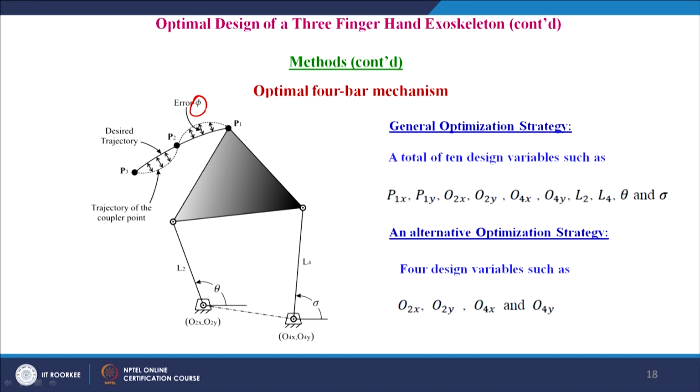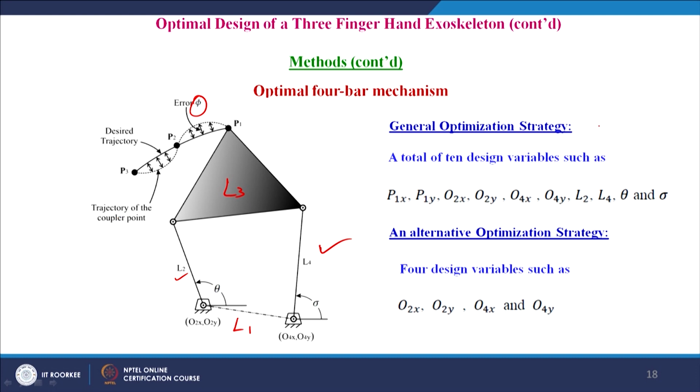And you can see that the 4-bar mechanism is the one which has the ground link, say L1, and the input link, which is the actuating link, that is the crank link L2, then this is the coupler which is L3, and then we have the rocker which rocks based on the input, that is L4, the output link you can say. The input angle is theta and the output angle is sigma here, and the thick line is the desired trajectory and the dotted line is the trajectory of the coupler point.